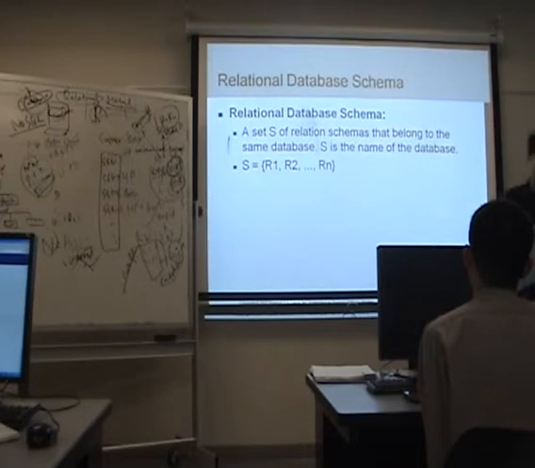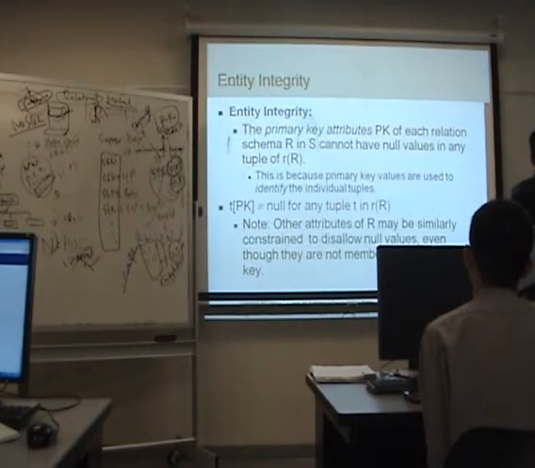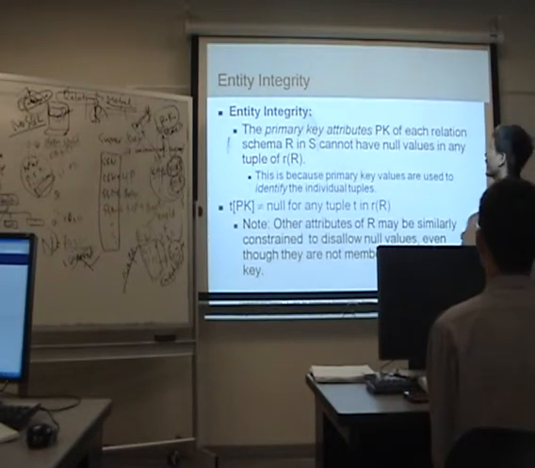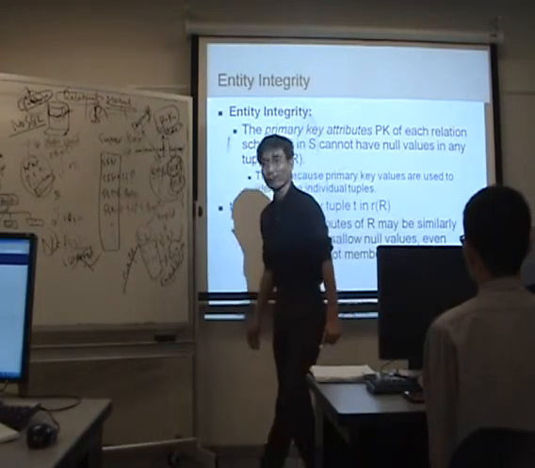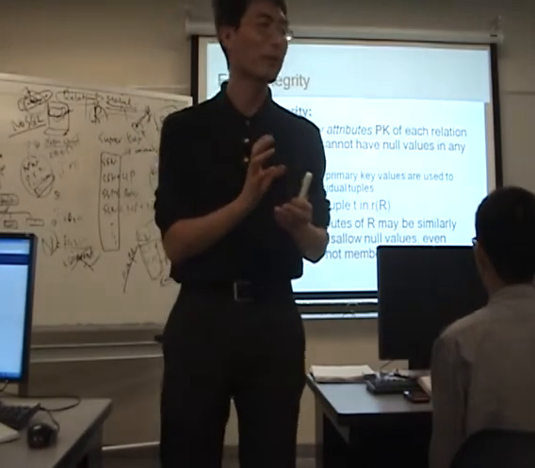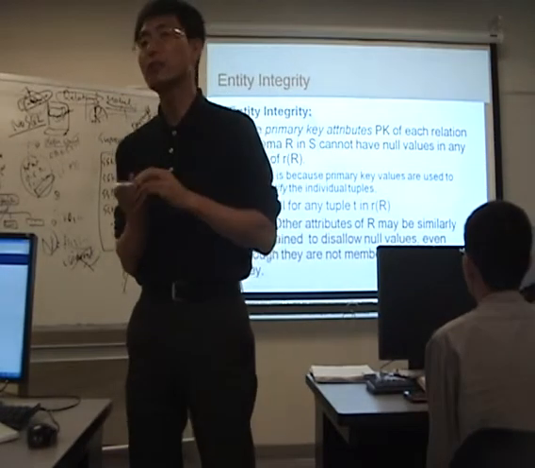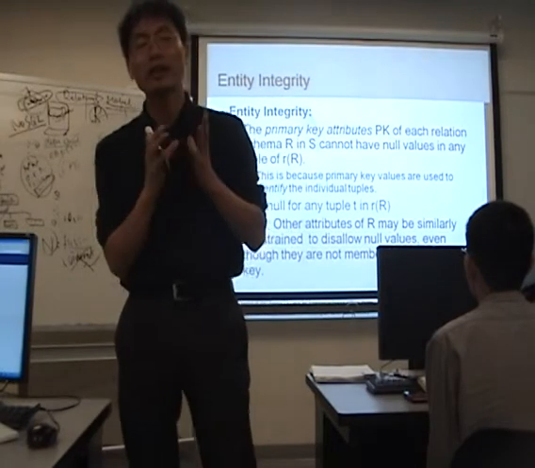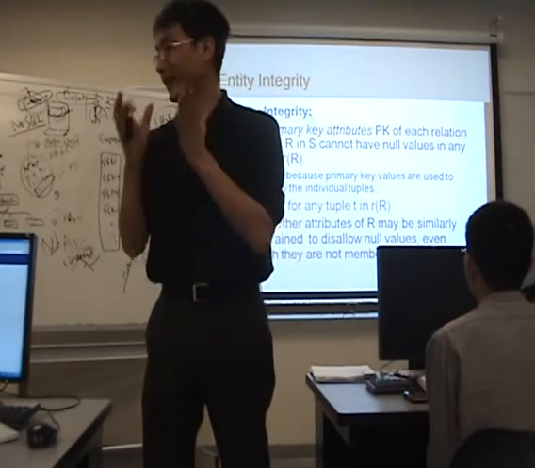Let's see that one later. The next one is entity integrity. We discussed the first rule, first policy, first constraint, that is primary key. Primary key is a key constraint, meaning unique.